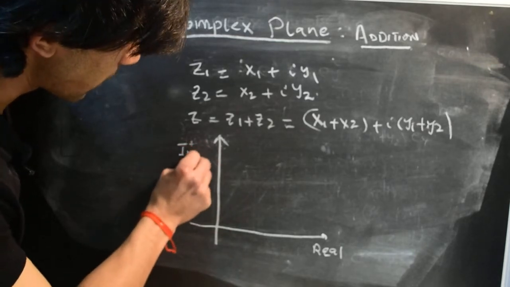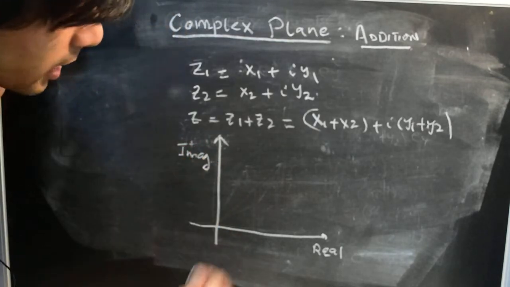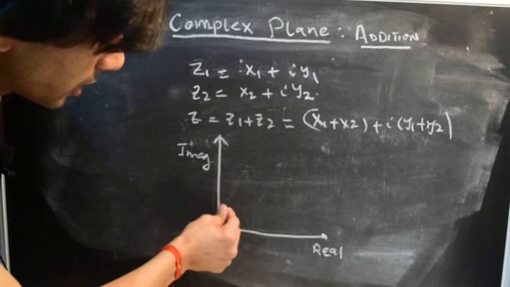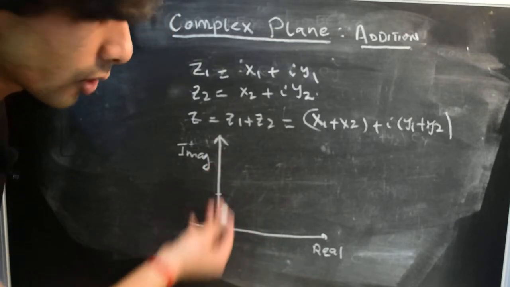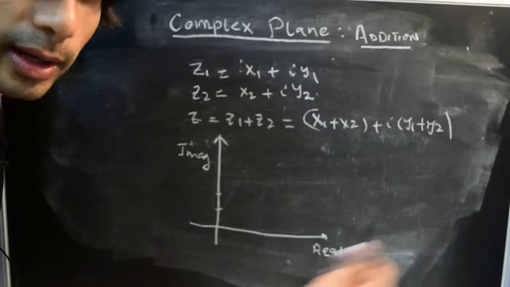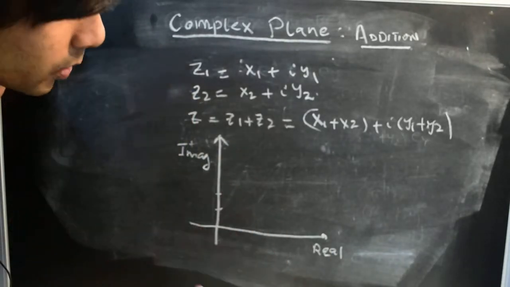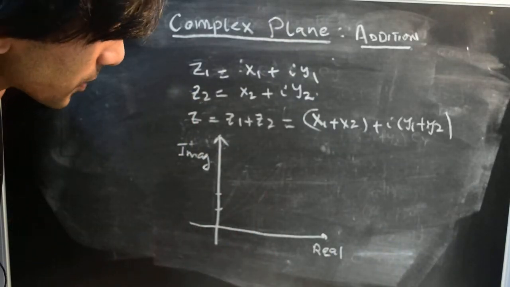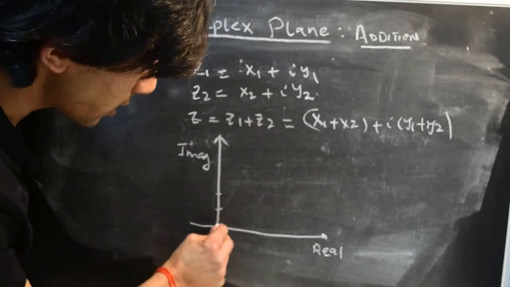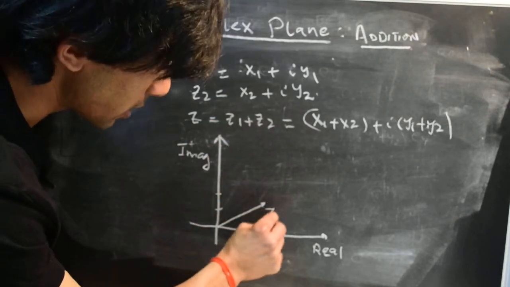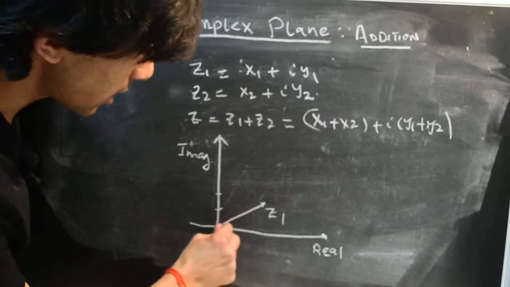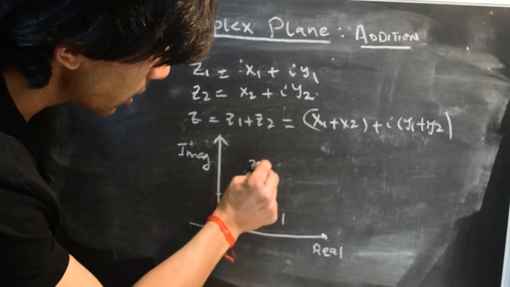But it's good to keep in mind that since the units that we label along the imaginary axis are in units of i, we're working with the complex plane now. So again, let's say we have a complex number represented by the vector z1, and then another complex number represented by the vector z2.